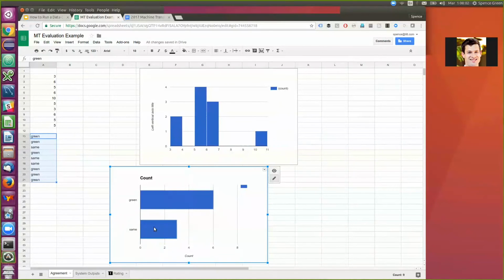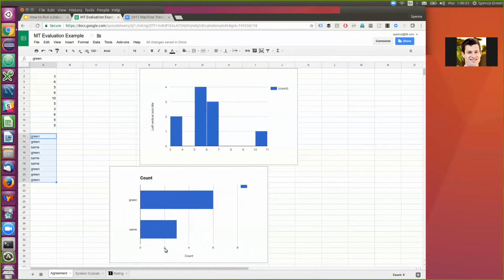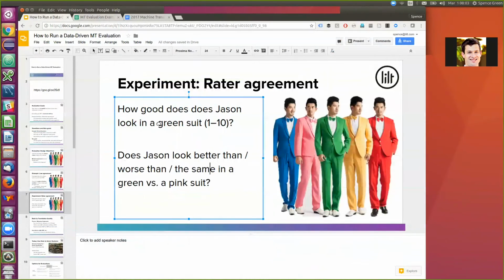So we can determine here that most people think he looks better in green, and fewer people think he looks the same, but not a single person thinks that he looks better in a pink suit than a green suit. So that's an interesting fact that we've learned: we can eliminate the pink suit as the best thing that Jason could wear, because we didn't get a single vote that the pink suit is the better looking of the 2.